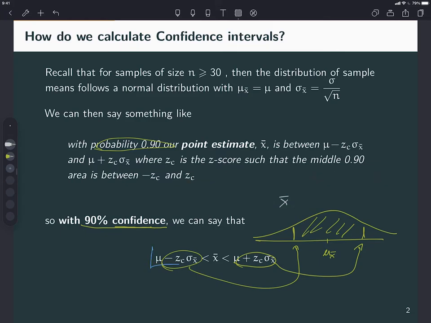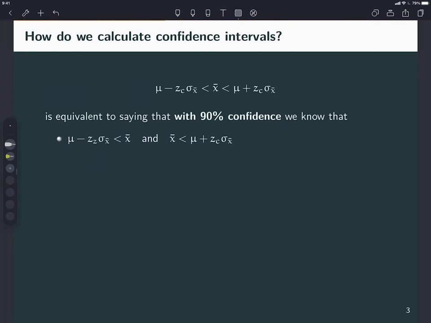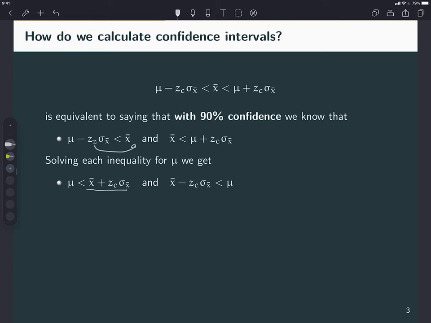Now, this inequality here can be rewritten into two inequalities. I can think of it like this: the inequality on the left becomes this one, and the inequality on the right becomes this one. Now, solving each one of these for the mean becomes very simple. For the mean, you add that over here, and it becomes like that. You subtract the Z in this case, and it looks like that.